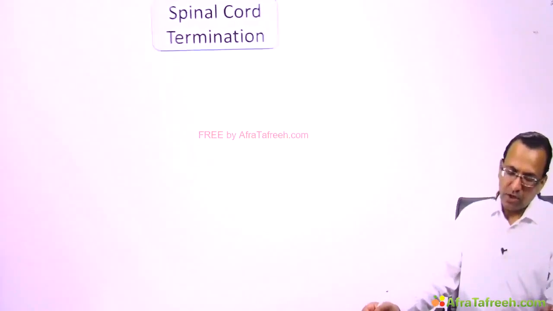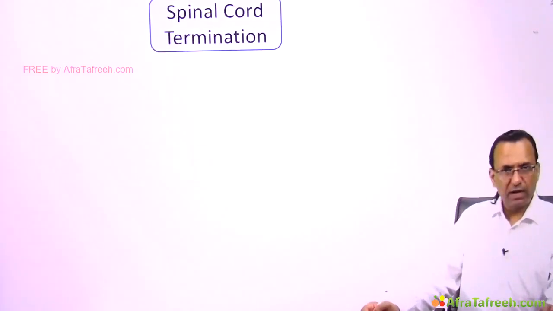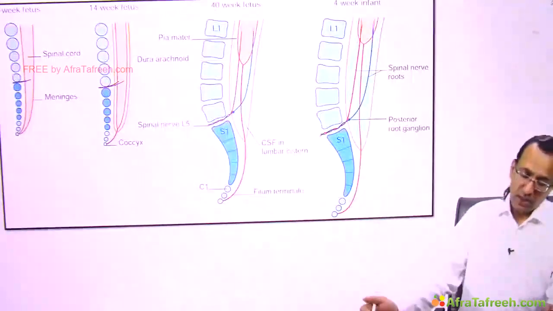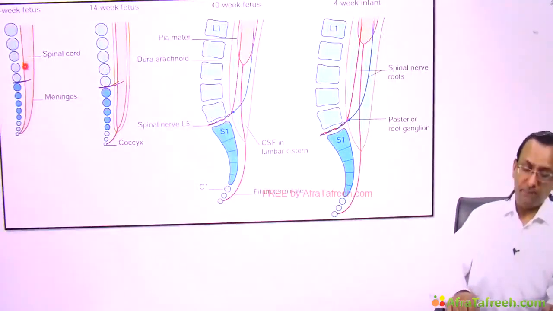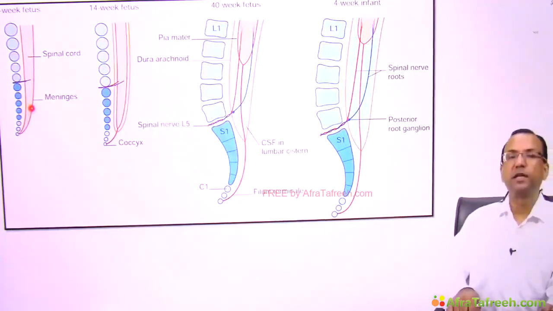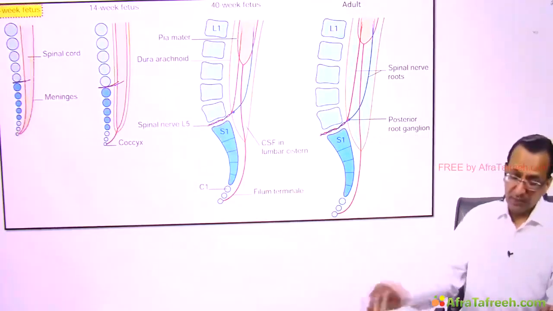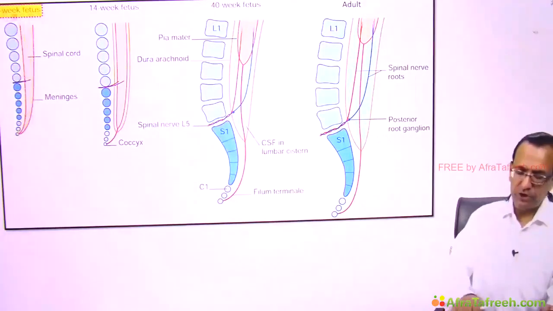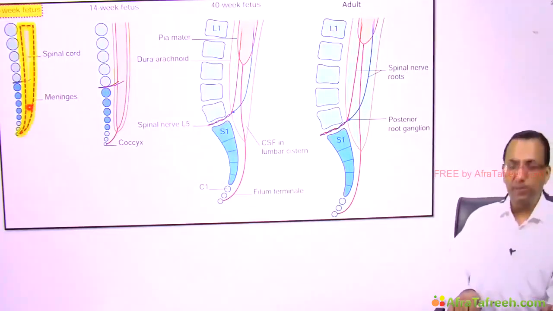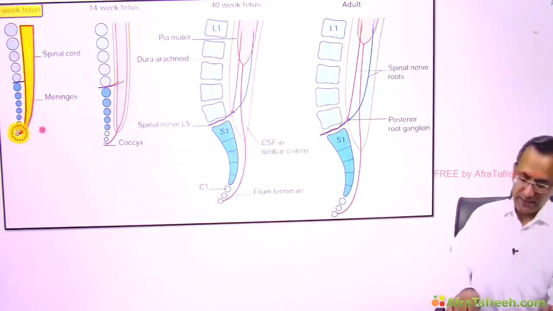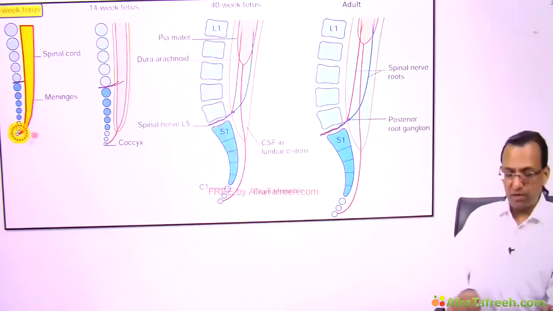Now we are talking about spinal cord termination in 3 stages, like you see in this diagram. In the beginning, the length of the vertebral column is the same as the length of the spinal cord, but then some changes happen. In the early fetal stage, the length of the spinal cord is equal to the length of the vertebral column, and it is fused with the coccyx bone down there.